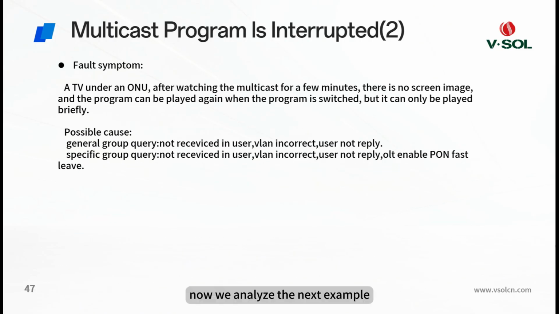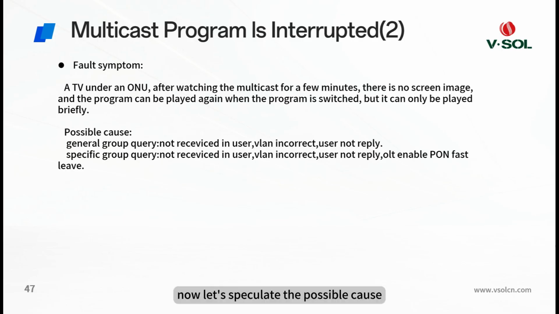Now we analyze the next example. Multicast program is interrupted. The fault symptom: a TV under an ONU. After watching the multicast normally for a few minutes, there is no screen image. The program can be played again when the program is switched, but it can only be played briefly.